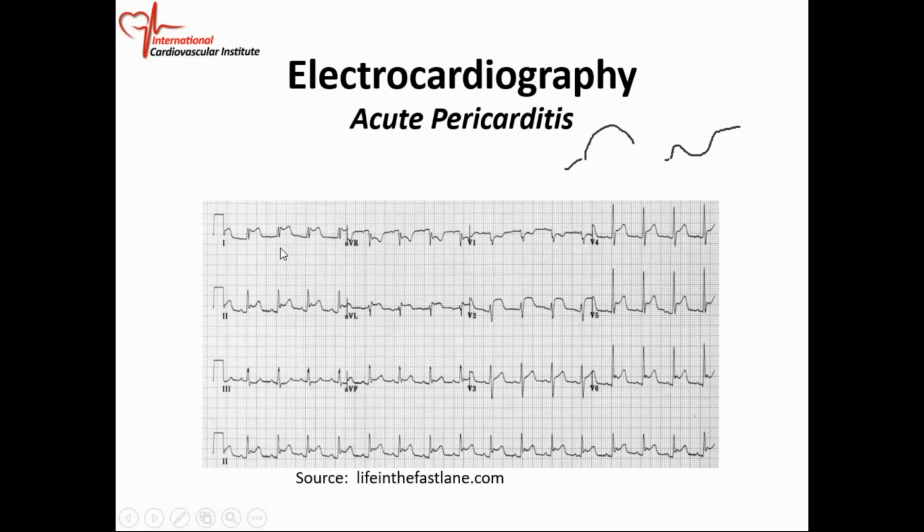But if you look in all the other leads, you're going to get PR depression. In the leads where you have ST segment elevation, the PR is going to be depressed. Look at that, the PR segment is depressed, except in AVR and V1, where the PR segment is elevated. So, acute pericarditis: sharp stabbing chest pain, sometimes it goes to the back, sometimes to the shoulder. The patient is worse if they lie flat, and they get relief when they lean forward.